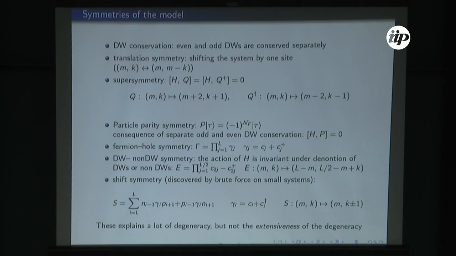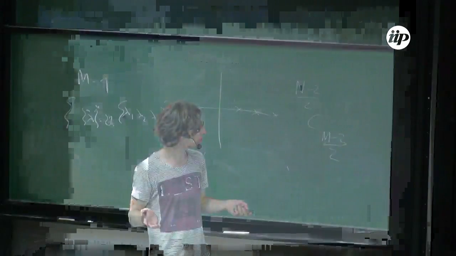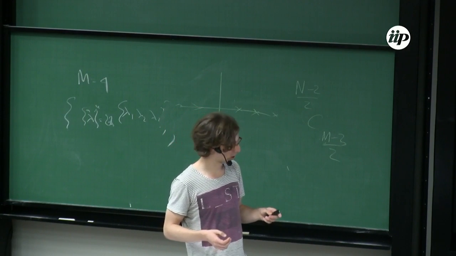Okay, so it's a lot of symmetry, and a lot of the degeneracy can be explained by it, but none of these symmetries increases with the system size. So this is basically not enough to explain the extensiveness of the degeneracy. So we need something more.